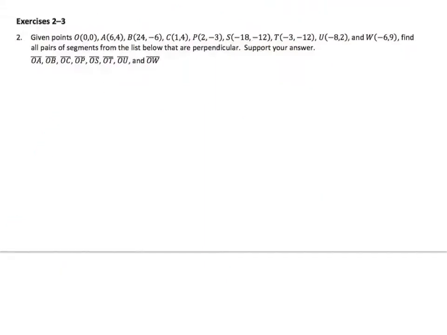Very cool. All right, here's a doozy of an exercise. Given the points, the whole list there, find all pairs of segments from the list below that are perpendicular. So we're going to test OA, OB, OC, etc. I don't even know how to do this in the right order. We need to make a list in some kind of orderly fashion, right? OA to OP. I've got 6 times 2 plus 4 times -3, which is 12 minus 12. Cool. Oh, these are all segments.